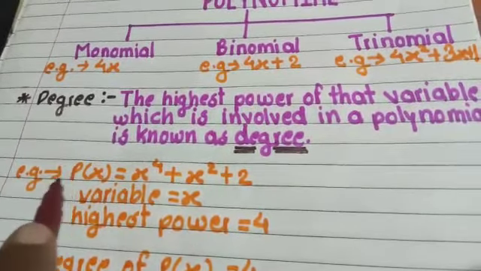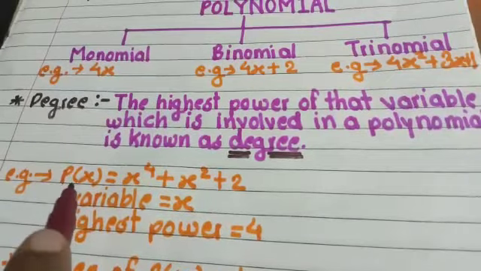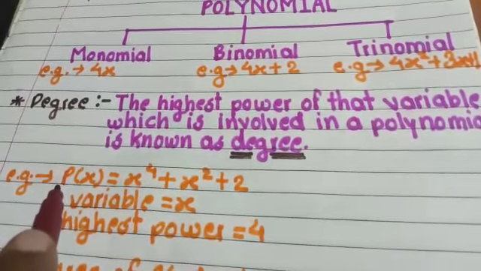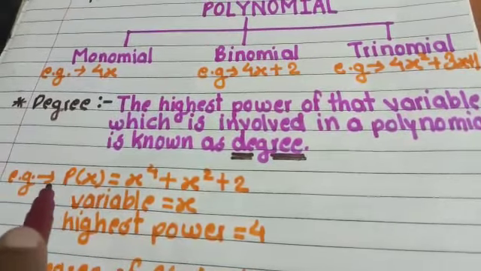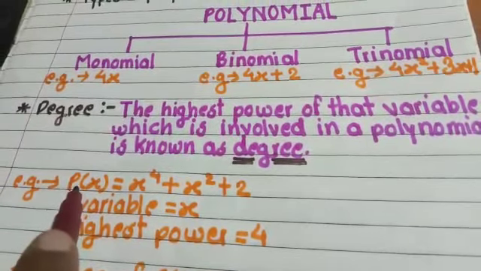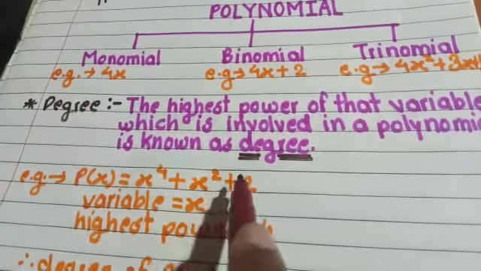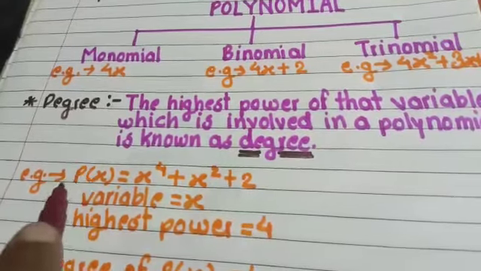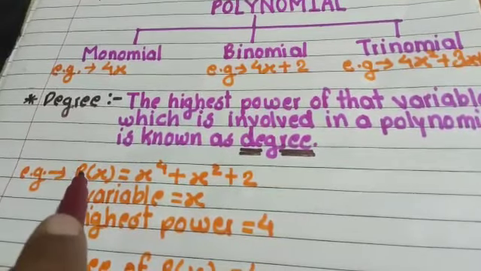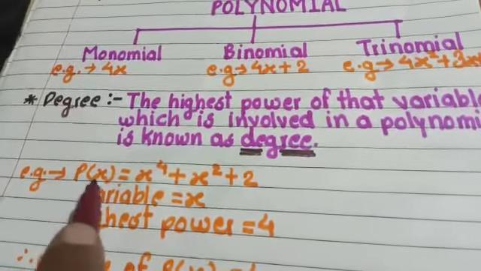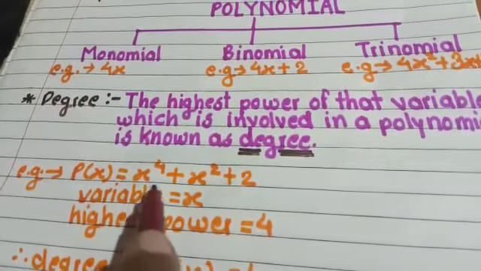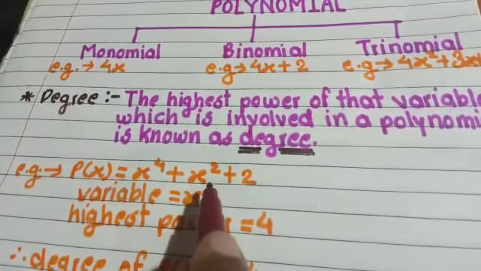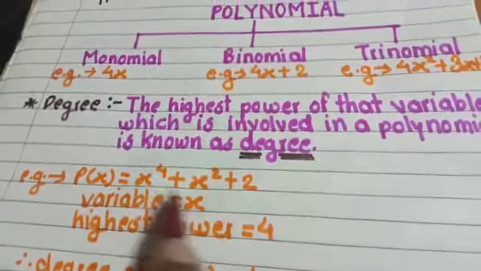Now here it is looking like p of x. So what is meant by this? It means that every polynomial is denoted like this: p of x. x is the variable which is involved in the polynomial, and p means polynomial. p of x means this is the polynomial in x. So p of x is equal to x raised to 4 plus x square plus 2. This is our polynomial.